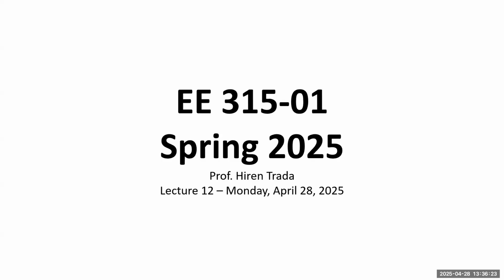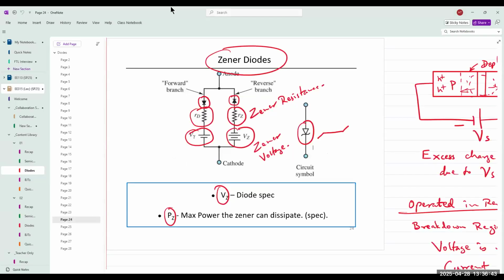Okay, so let's continue with our discussion about Zener diodes. As covered last week, or last class, Zener diodes are specifically formulated to operate in the reverse bias. And so as a brief recap, let's bring that up. Page 24.